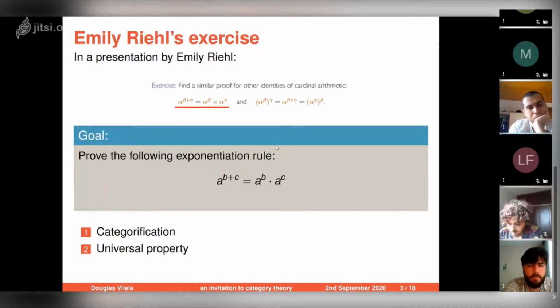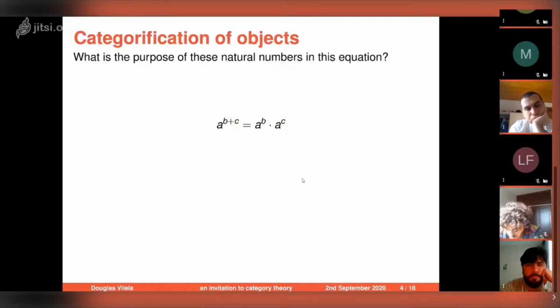that isomorphism will be correct. So the next step we will do is get these things together to become a proof. So the next step is categorification, like I said.